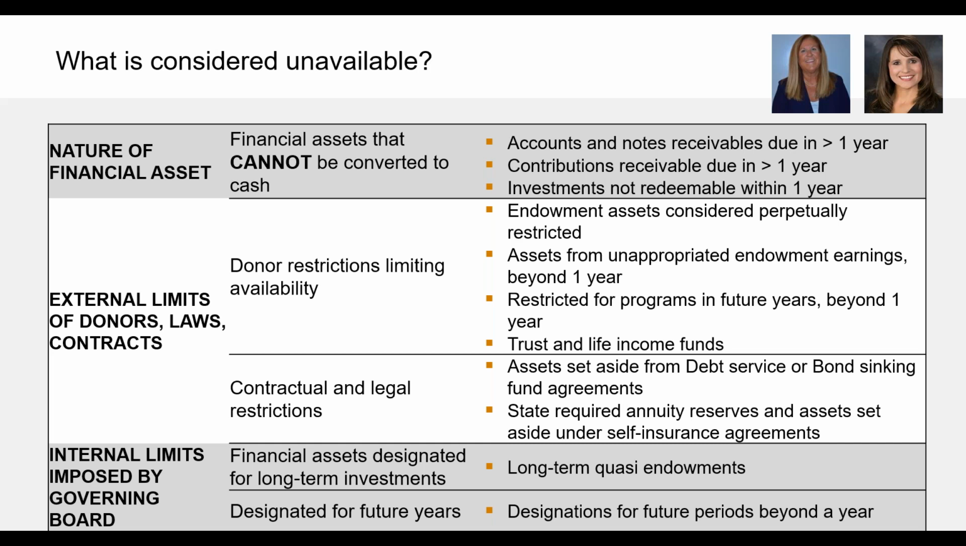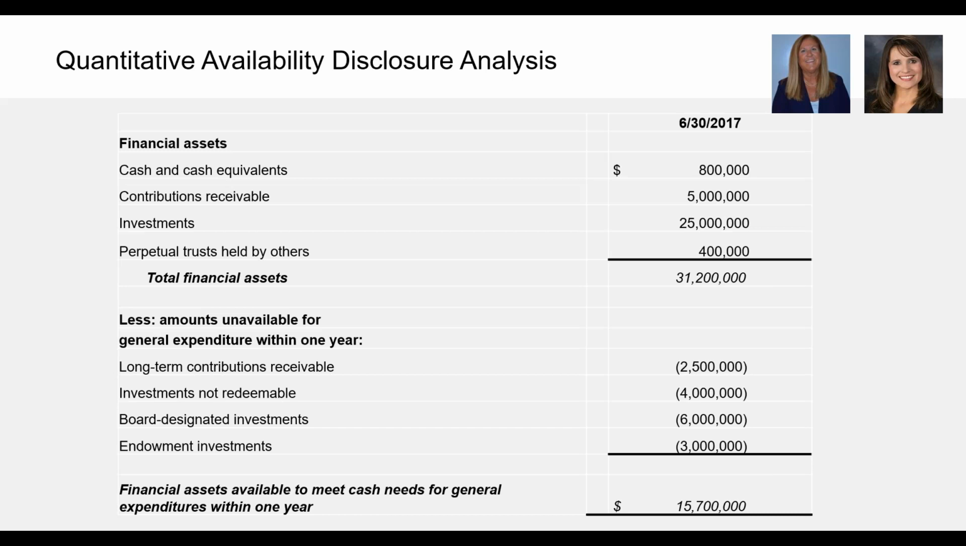your endowments, your trusts and life income, any contractual or legal restrictions, whether they're debt service agreements or bond agreements, any state requirements, and then any internal limits imposed by governing boards. This is the one a lot of people are struggling with. They've created a board designated fund, and yet now they have to pull it out of their liquidity. So if you've designated it for the future, or financial assets that are a designation of your long-term investments, any quasi-endowments, all of that will have to be pulled out and shown as non-liquid.